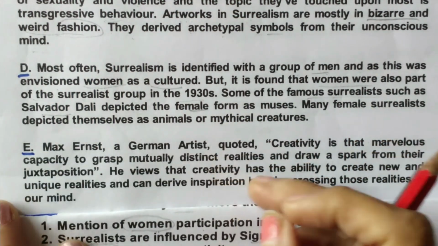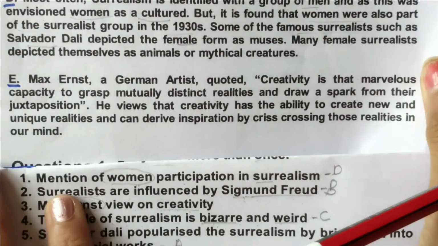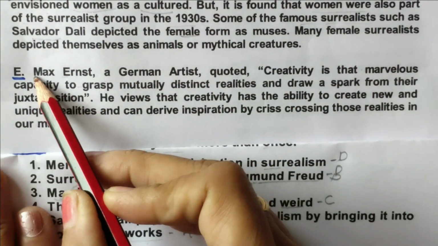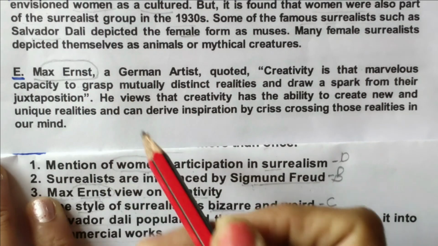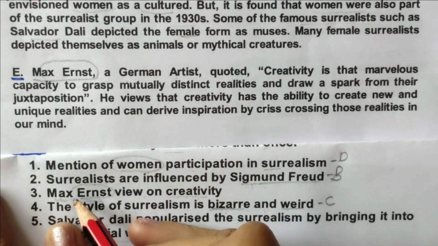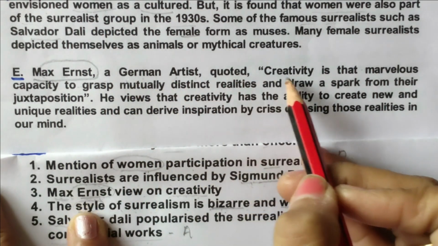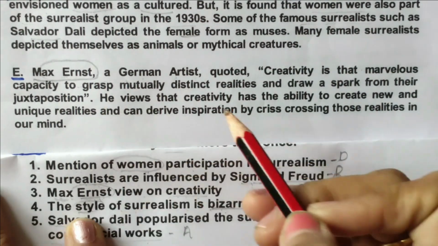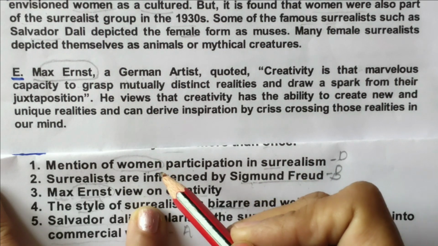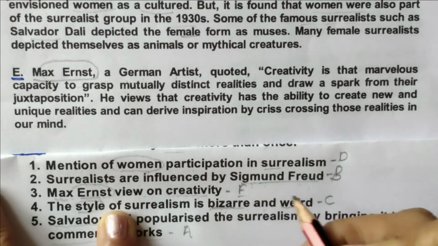Okay, now coming to the E paragraph. See, this E paragraph is there. So Max Ernst, okay, same word. A German artist. I was just thinking that maybe it is a person's name. Yes, I was right. A German artist quoted that creativity is marvelous, so creativity is also there. I will not be reading any further. I have got the answer. So for third number we will just put E as the answer.